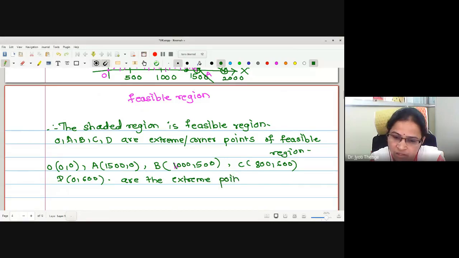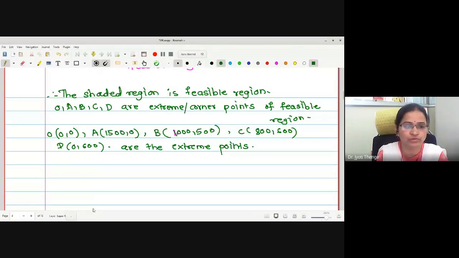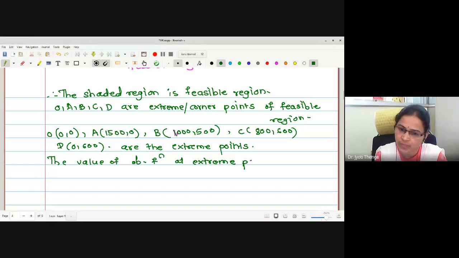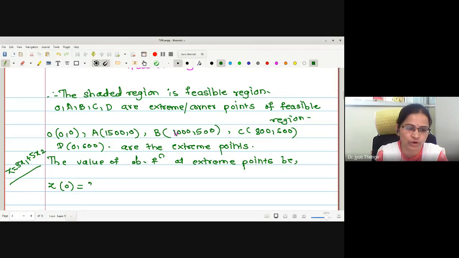Now, what is the job we are going to do? We are going to find out the value of objective function at these corner points, the extreme points. The value of objective function is known to us: Z is 3x1 plus 5x2. Now let me find out Z at the origin. 3 into 0 plus 5 into 0 is equal to 0.